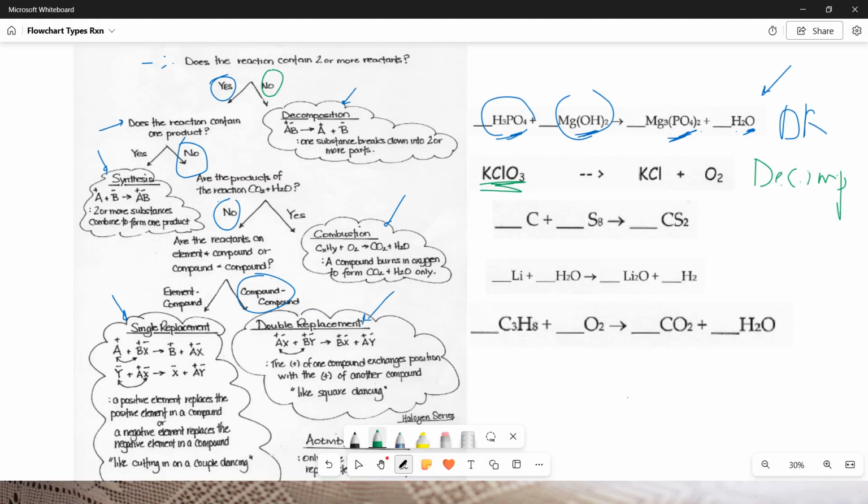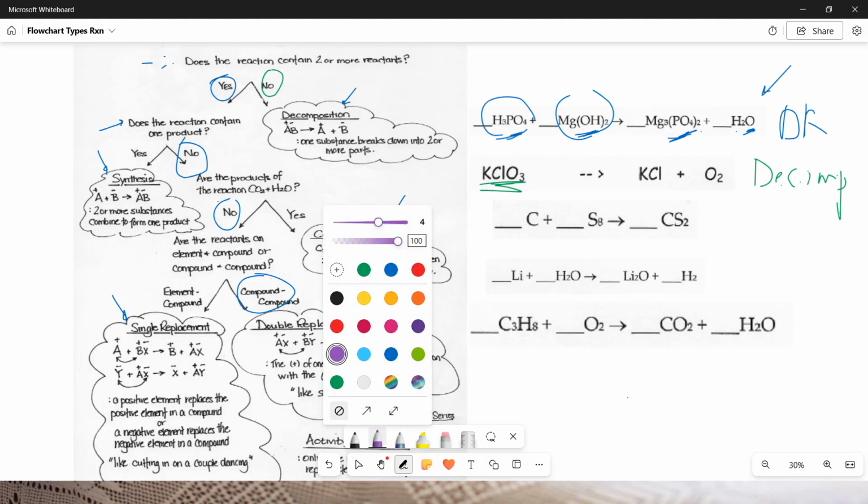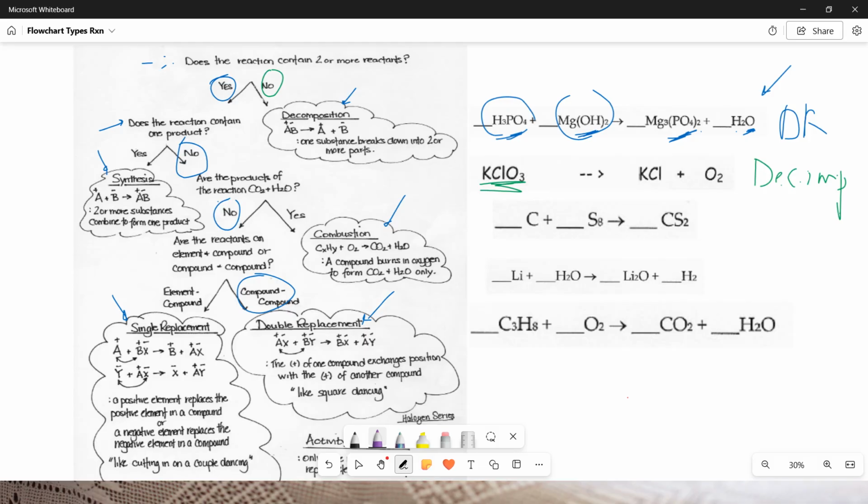Next example. In the next example, we are asked at the top, does this reaction contain 2 or more reactants? 1, 2, yes. So we go to the left. Does this reaction contain 1 product? On the right side, there is only 1 product. So the answer is yes, and this is a synthesis reaction.